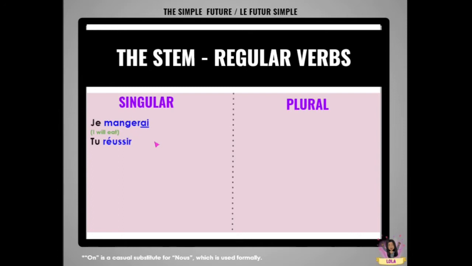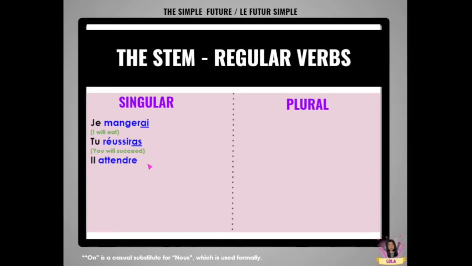If we go on to the next one, again, tu réussir. And again, réussir means to succeed. And then we put the ending for tu, which is going to be as. Tu réussiras, which means you will succeed.